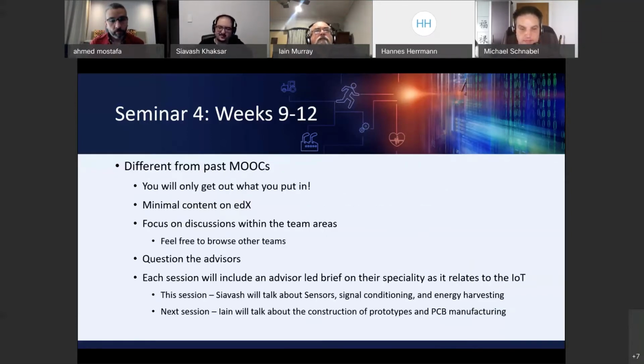This session, Sebastian's going to talk about sensors, signal conditioning, energy harvesting. Next week, I'm going to look more into how we construct prototypes and moving towards production. So we'll look at PCB manufacture, 3D printing, and lots of other interesting little things which are worth knowing as you move through the progression of developing prototypes and moving to manufacture. Thanks, Sebastian.